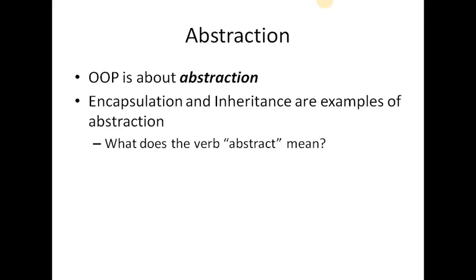The next topic is abstraction. Abstraction is a big part of OOPS. Encapsulation and inheritance are examples of abstraction. So what does the verb abstract mean? Data abstraction is an important feature of OOPS, and it means displaying only essential information and hiding the details. Data abstraction refers to providing only essential information about the data to the outside world, hiding the background details or implementation.